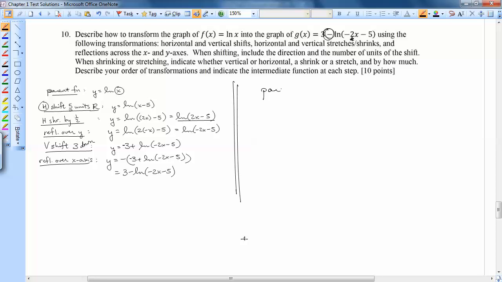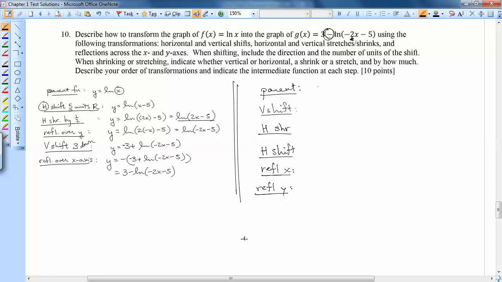So we'll do parent function first, then we'll do a vertical shift. Then we'll do a vertical stretch or shrink. Well, actually, notice we never ended up stretching or shrinking it vertically, so I'm just going to leave that out. We'll do a horizontal shrink. We'll do a horizontal shift. We'll reflect over the x, and we'll reflect over the y. Now, this might not be a great order to do it in, but it'll work.